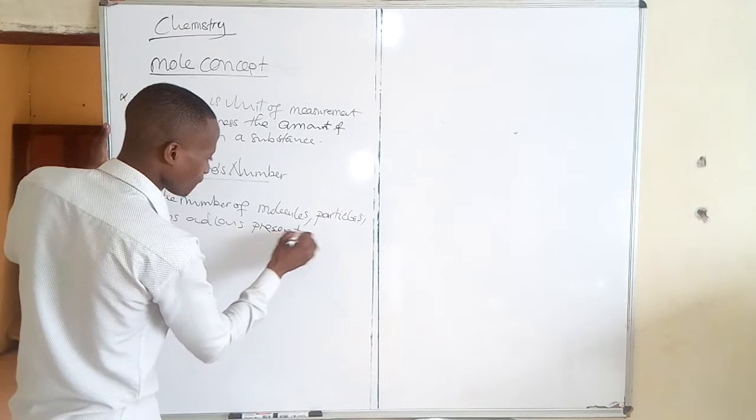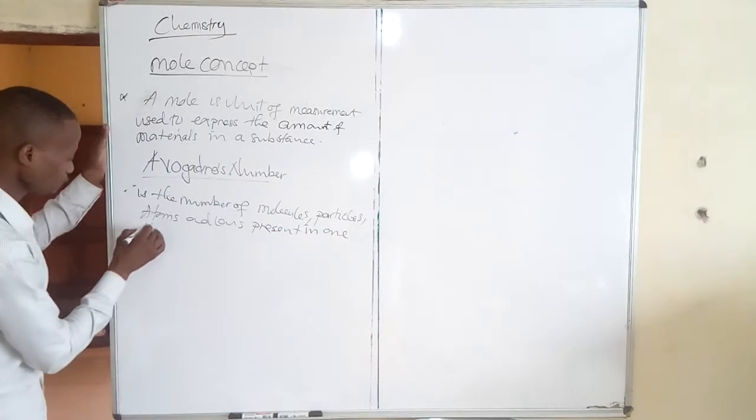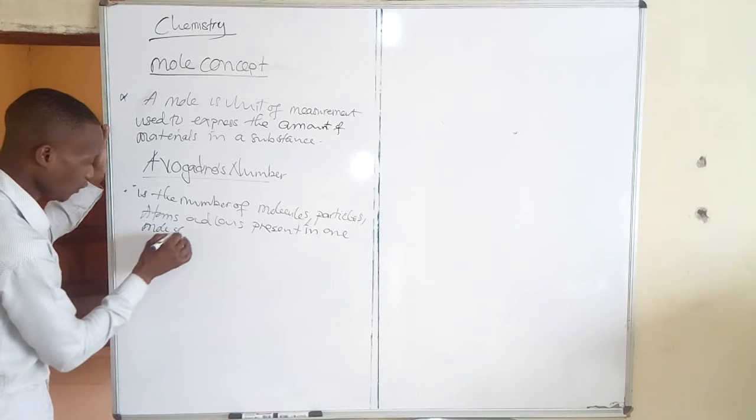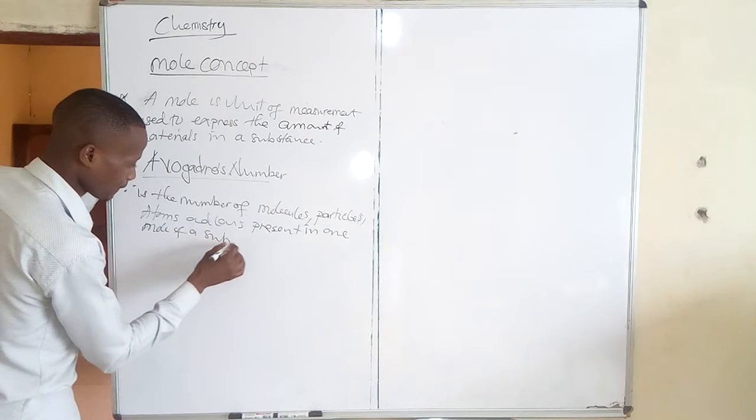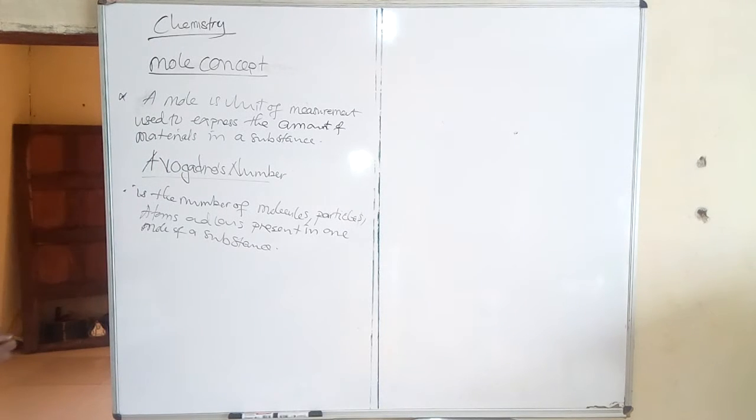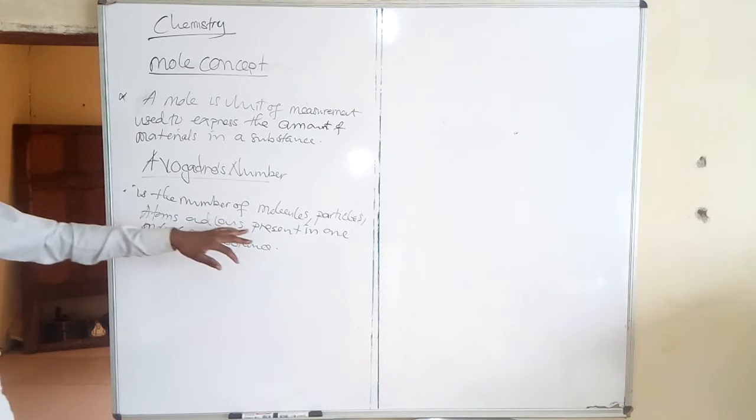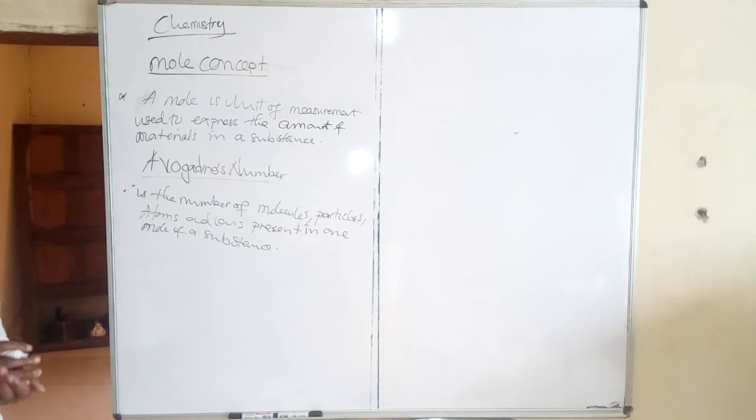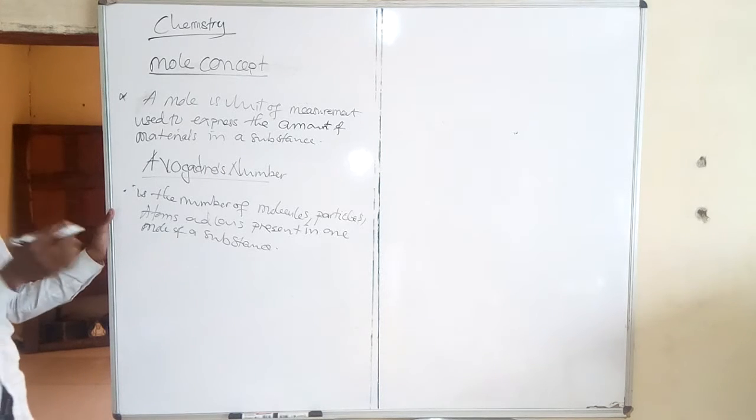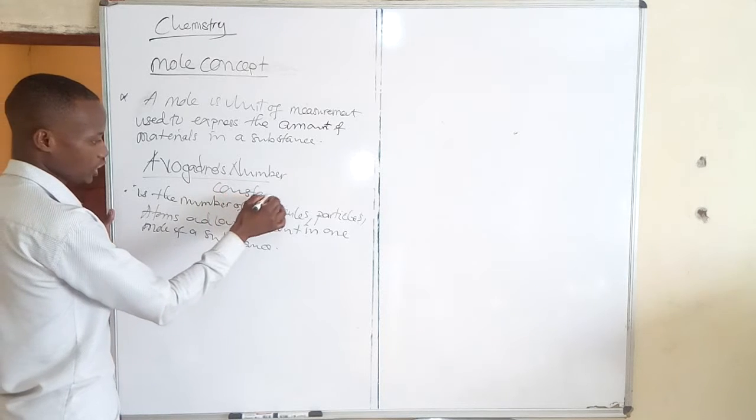Present in one mole of a substance. That is what is called Avogadro's number. The Avogadro's number or constant is the number of particles, molecules, atoms, or ions present in one mole of a substance. Now, this number is constant, it does not change.